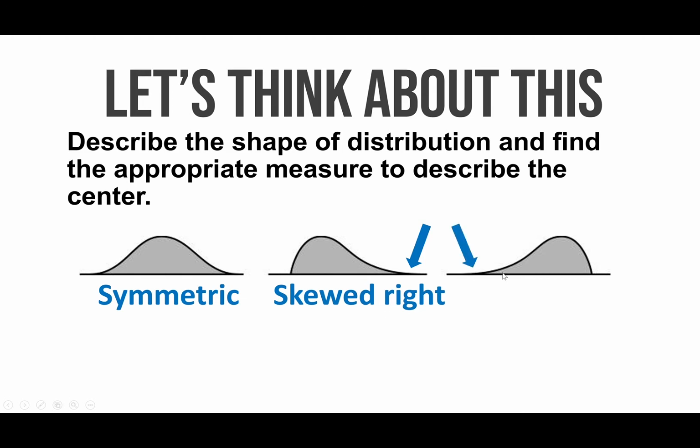Over here, this is the opposite. See, this is like all the old people, and then there's a young little baby over here, right? This is skewed left because the tail is on the left. Okay, whew, let's take a breather here. You see the symmetric one?